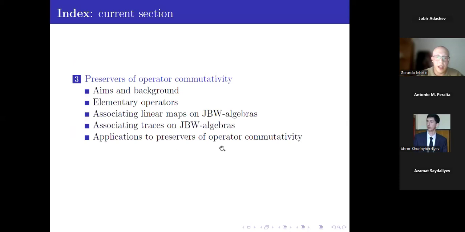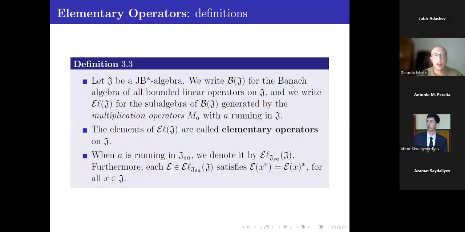The technical core of this study is related to the elementary operators. When we consider a GB-star algebra J and we write B(J) for the Banach algebra of all bounded linear operators on J, we will write this form for the subalgebra of B(J) generated by the multiplication operators M_a with a running in J. The elements of this set are what we call elementary operators in J.